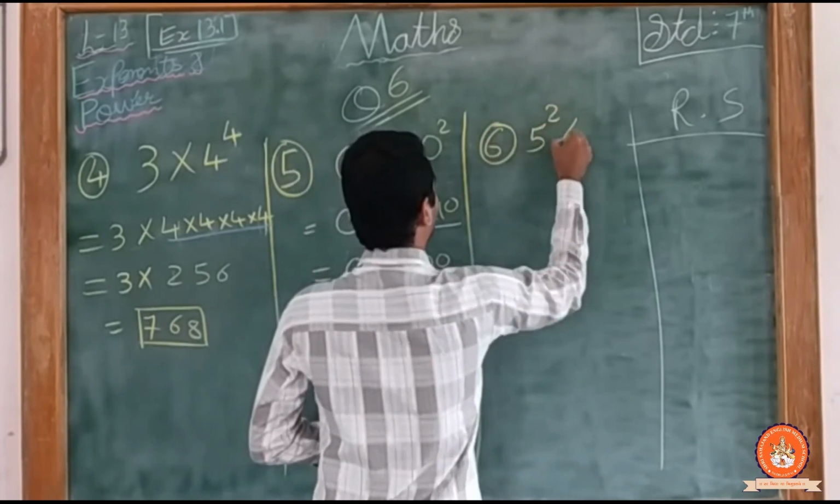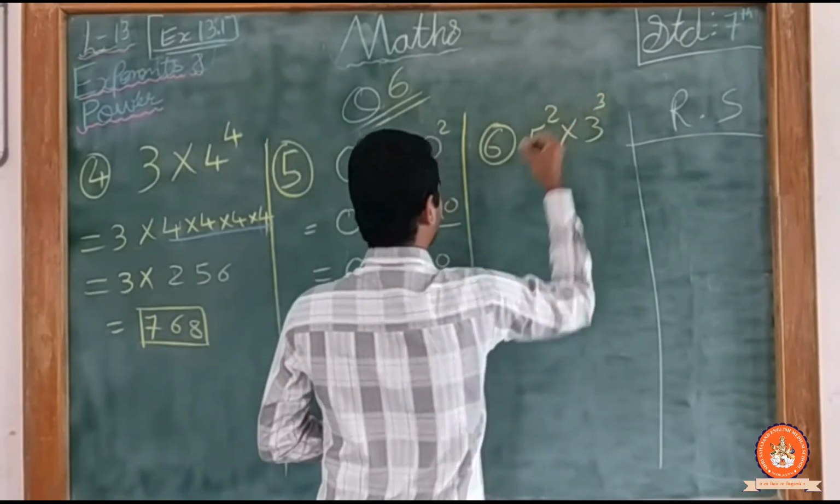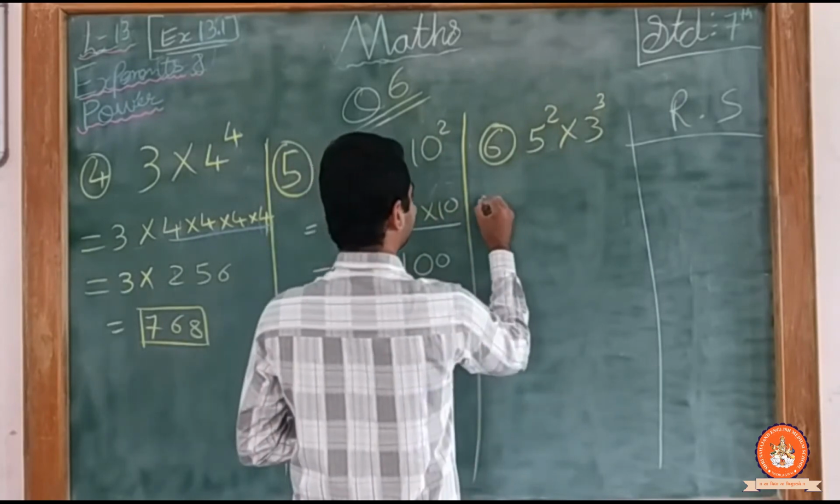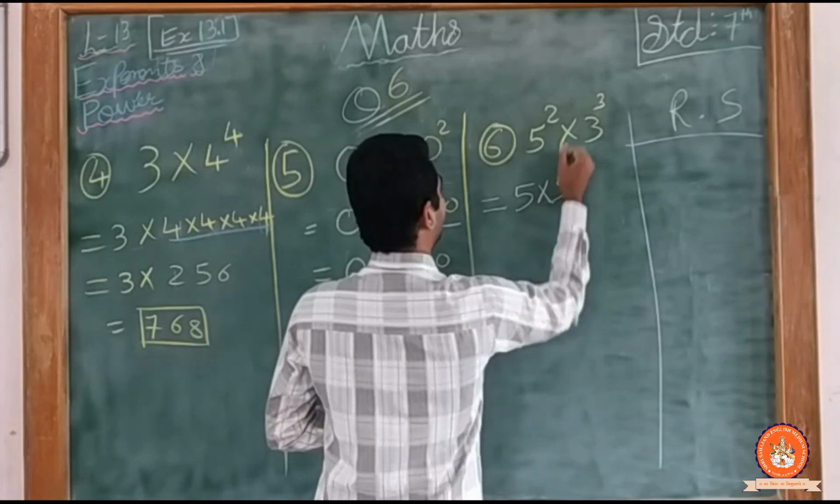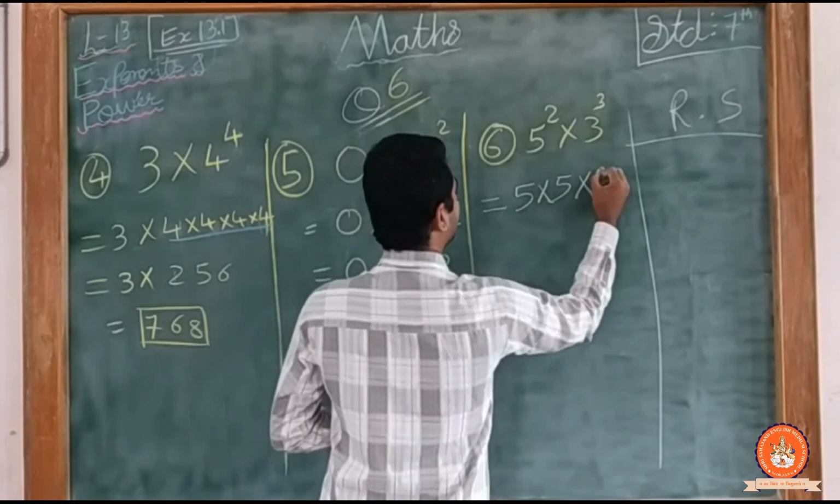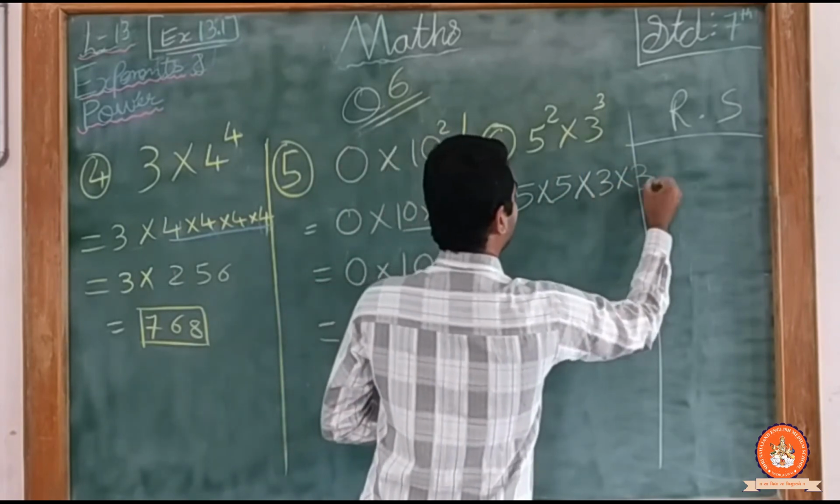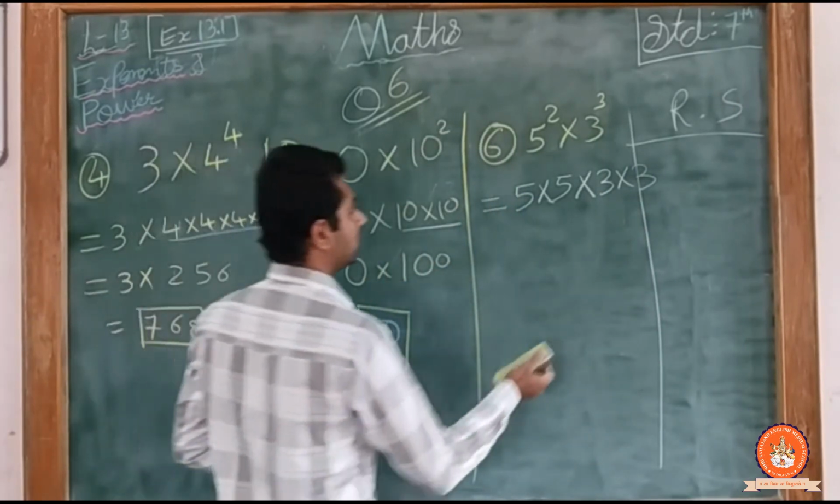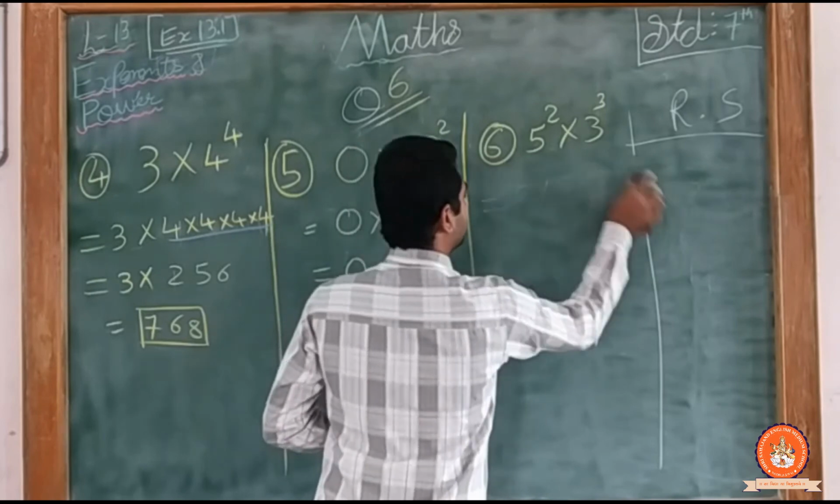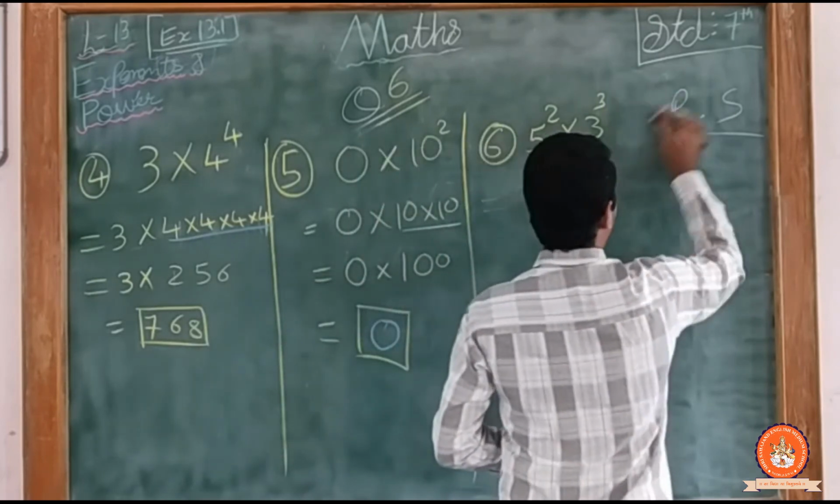5 raised to 2 and 3 raised to 3. Let's solve this sum. 5 raised to 2 means 5 into 5. Multiply means multiply. 3 means 3 multiply 3. Sorry, where is the duster? Here is the duster. There is not much space, so I have to rub this.